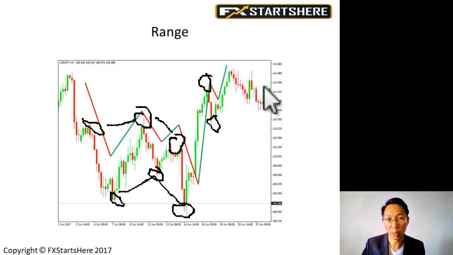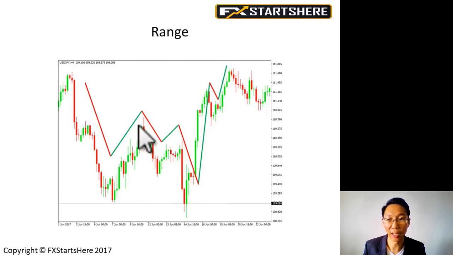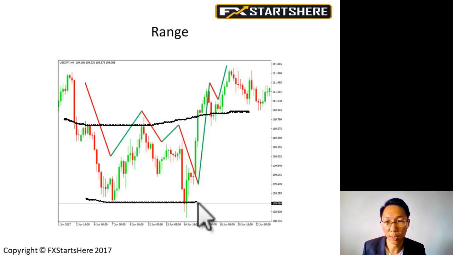So when you look at a chart like this, let me refresh the screen. When you look at a chart like that and you're confused, is it an uptrend or a downtrend? You're not sure. That means the price is ranging. A lot of people like to draw a range: support, resistance. Buy here, sell here, lose money.